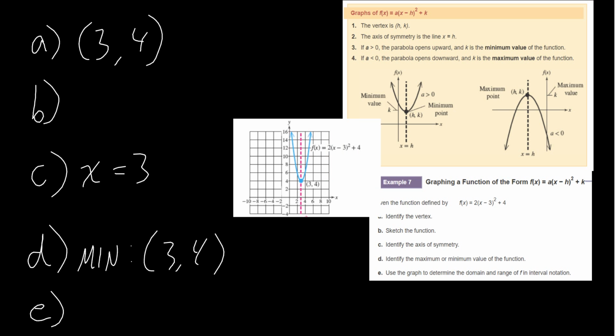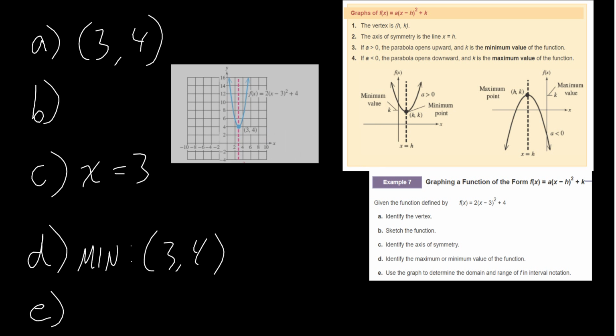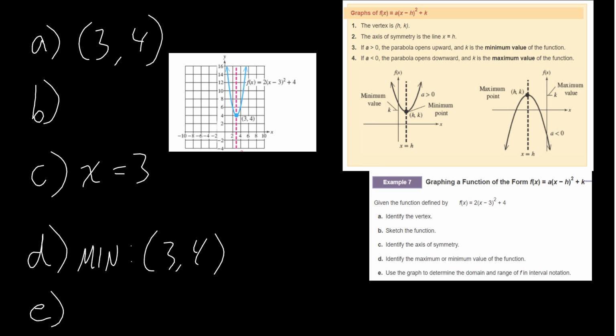Snip the graph and stick that right here into B. Let's put an arrow pointing to it. Boom. Okay, so indeed, we do see that the vertex is positive 3, positive 4, and it is again a minimum. You see the axis of symmetry being located at x equals 3.